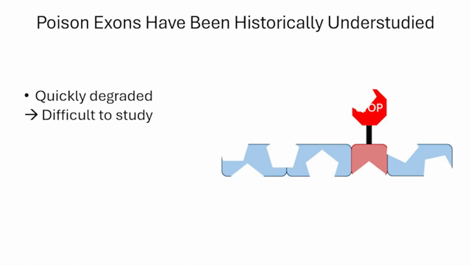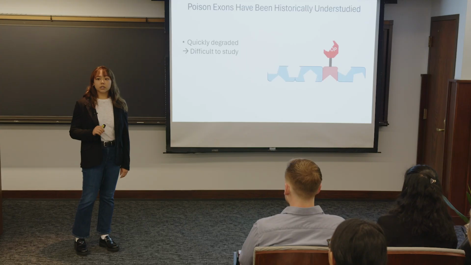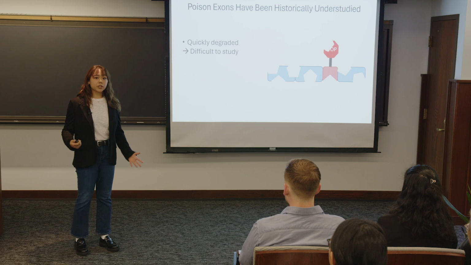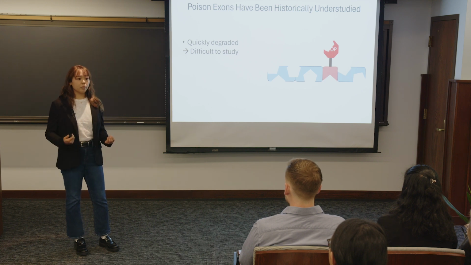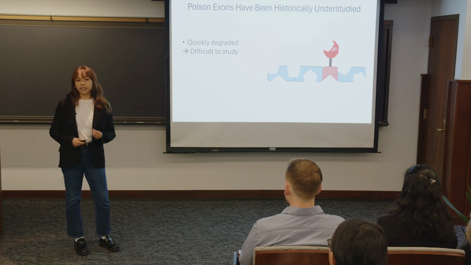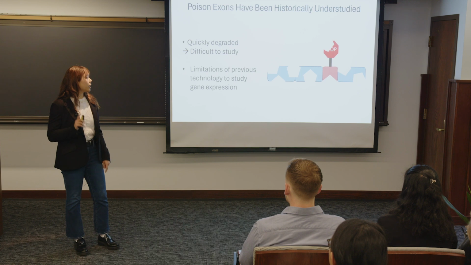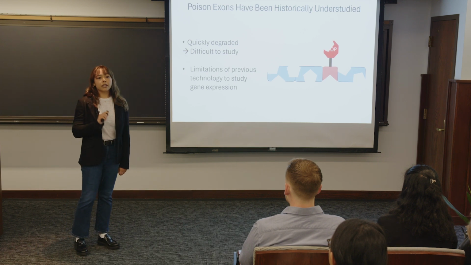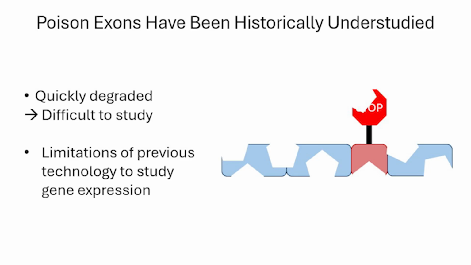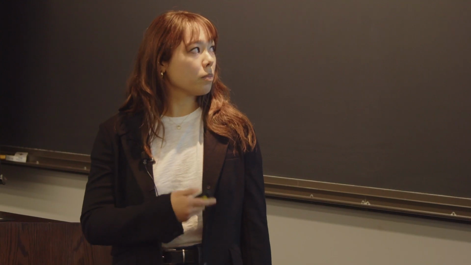Poison exons have been historically understudied for two main reasons. One, poison exons are quickly degraded. Just naturally, they are quickly degraded as soon as they are made, and so it makes it really hard to detect and study them. This is compounded by the fact that there have been limitations in previous technology to then study the gene expression of poison exons. But this is where I want to answer this call.